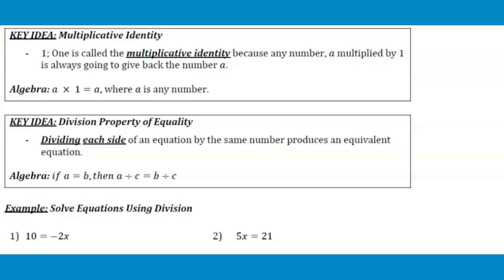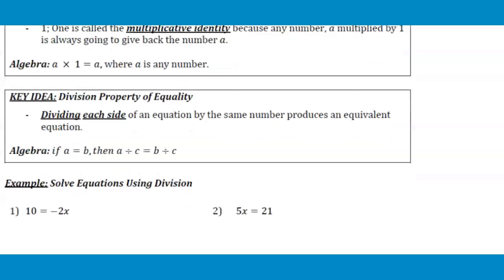Now, the division property of equality. We've talked about the addition property of equality and the subtraction property of equality. Now we're looking at the division property of equality, and it works the same way. Whatever you do to one side of an equation, you do to the other. So dividing each side of an equation by the same number produces an equivalent equation. So let's look at the first example here.